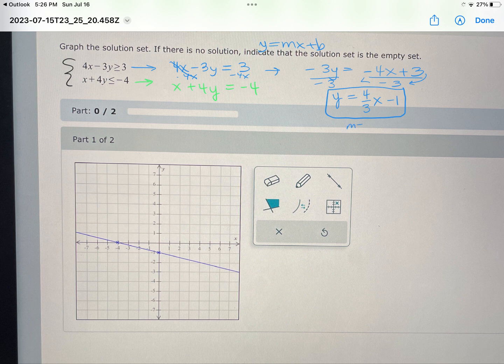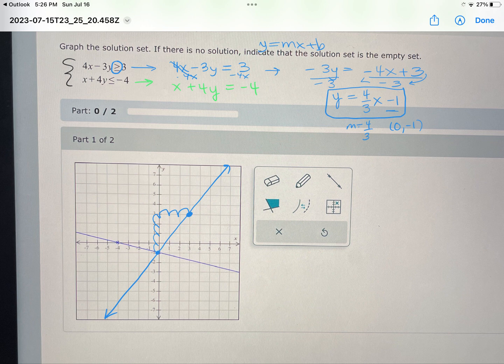So this is going to be my first boundary line that I'm going to draw. Looking at this, my slope is 4/3, and my y-intercept is 0, negative 1. So I'm going to go to 0, negative 1, then go up 1, 2, 3, 4 spaces, and run to the right 3, and then connect them. Before I draw that line, I'm going to go back to the actual inequality in the problem. Because it has greater than or equal to, I know it's going to be a solid boundary line. If it did not have the equal to part, then it would be dotted.